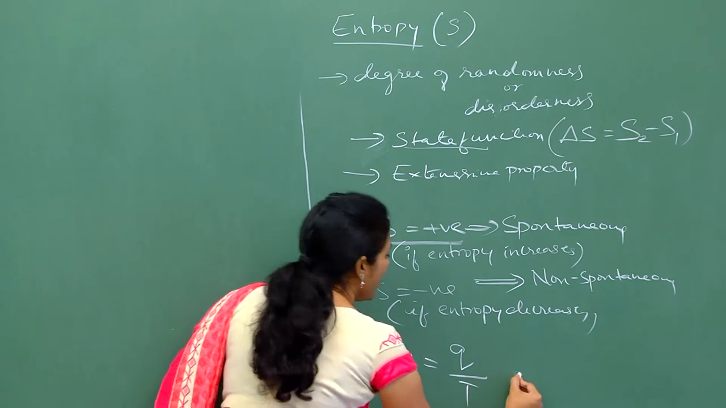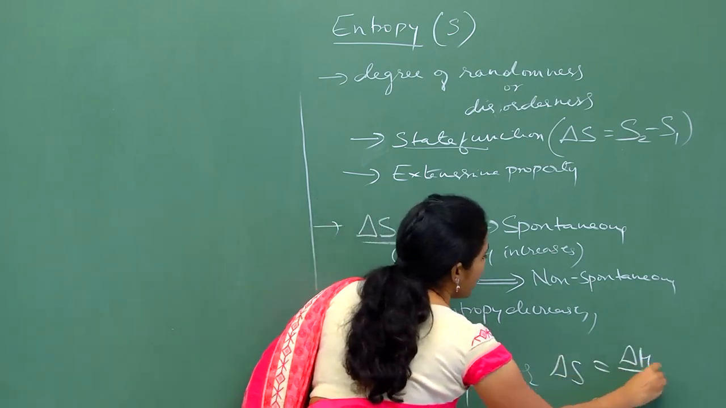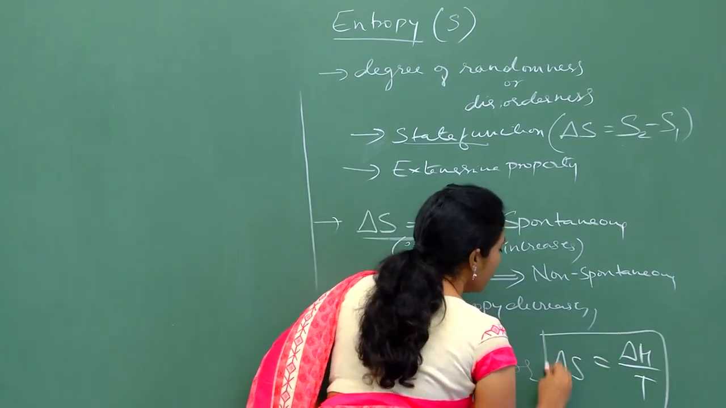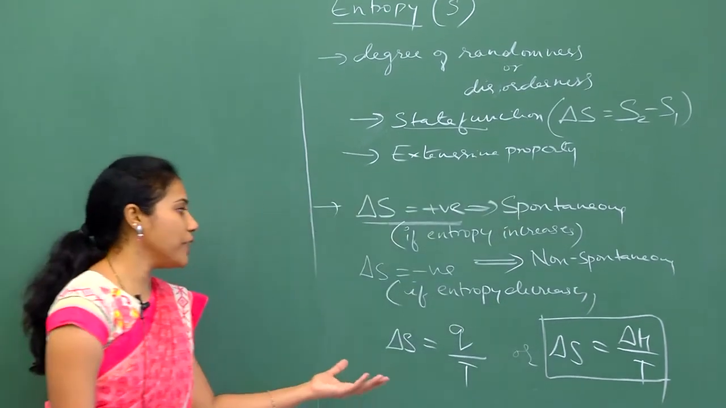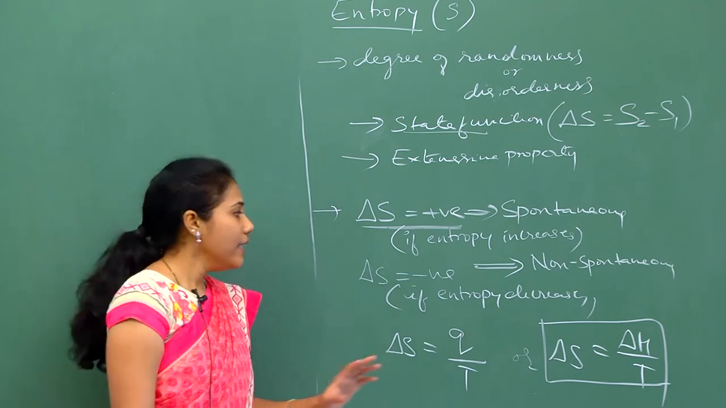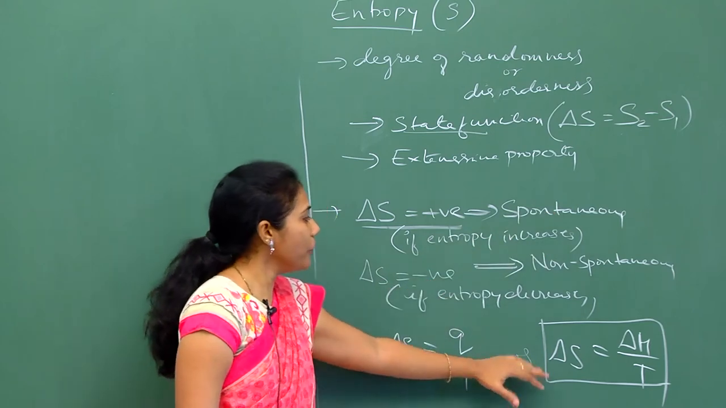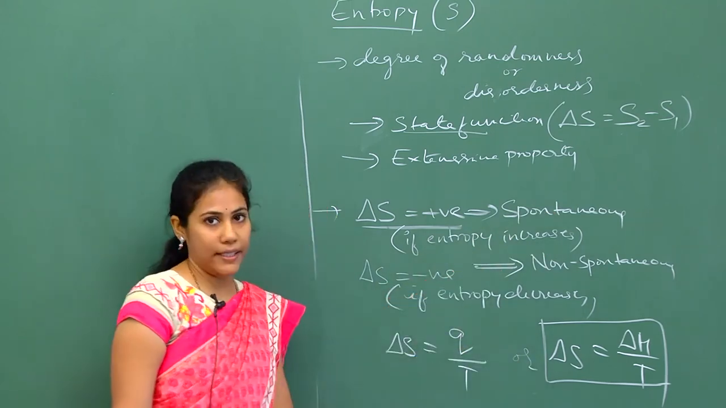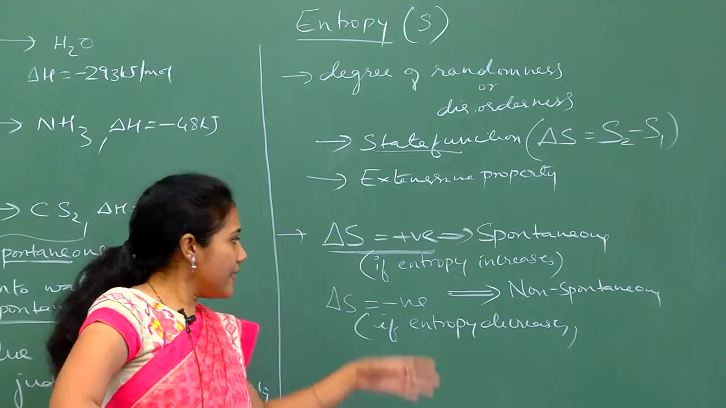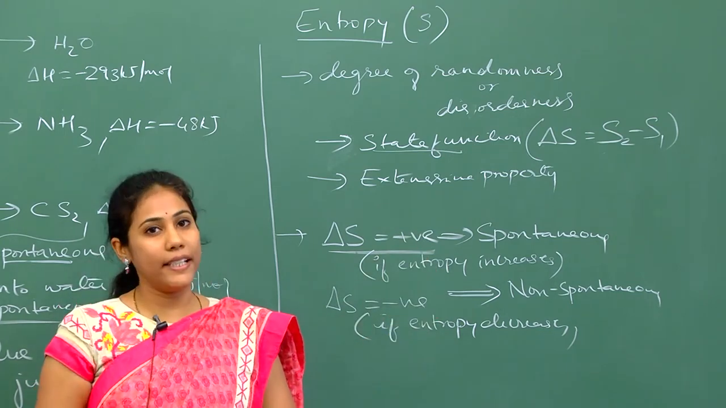So in other words, I can also write it as delta S is equal to delta H, the change in enthalpy, divided by temperature. Usually this is the formula which we will use to calculate the entropy change. On calculating, if you get a positive value, we say it is spontaneous. If you get a negative value, we say it is non-spontaneous. So this is all about entropy. This is also a condition for telling spontaneity.